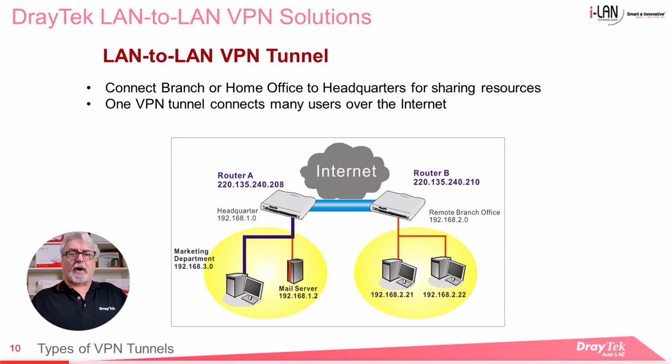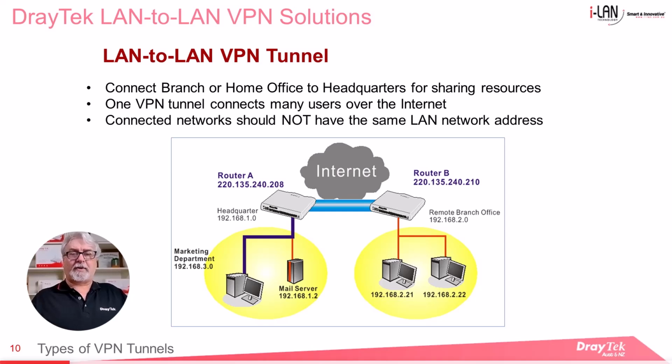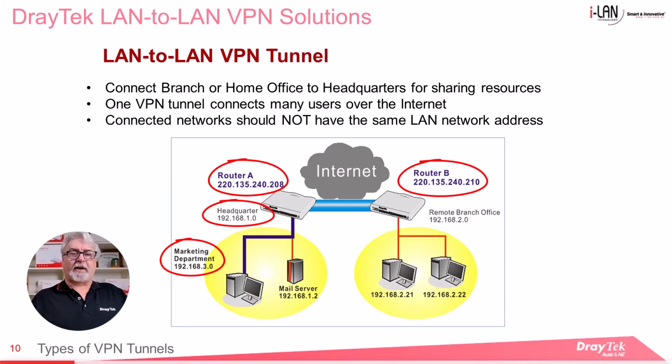One requirement to be aware of is that two networks should not have the same subnet, as shown in the example here. Router A, the headquarters on the left, is configured as the VPN server and has LAN IP subnets of 192.168.1.0 and 192.168.3.0. While Router B, the remote branch office, is configured as the VPN client and has a LAN IP subnet of 192.168.2.0, which is different from the Router A subnets.